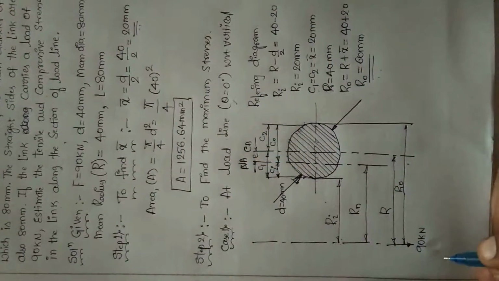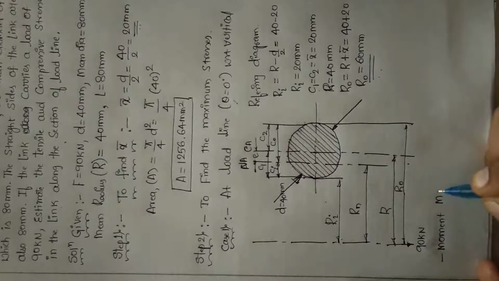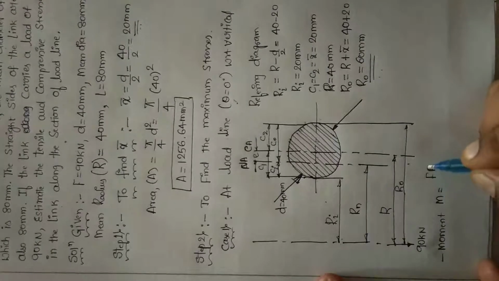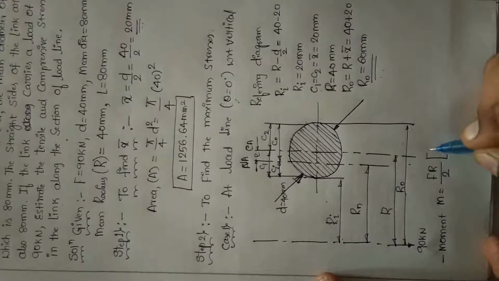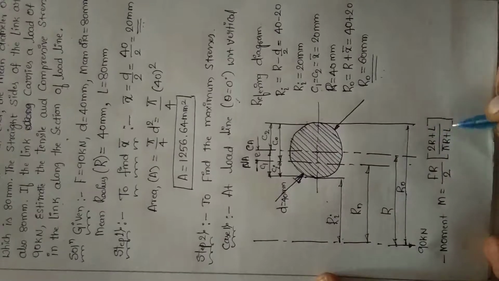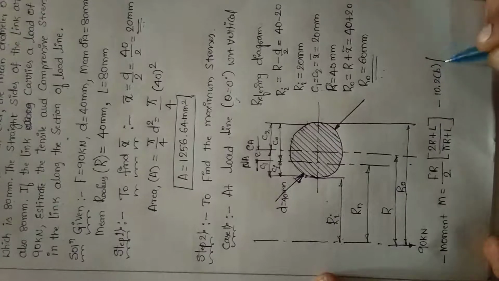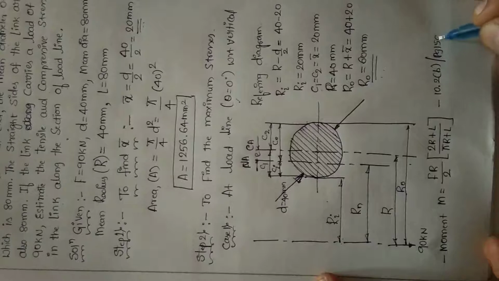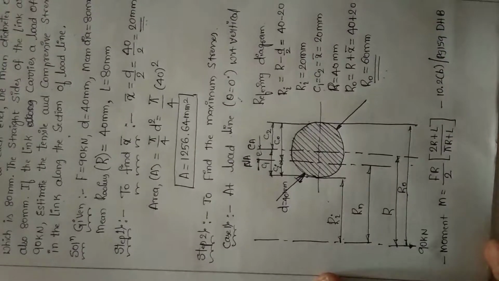So here, moment M is equal to F R by 2, into (R plus L) by pi R plus L. I already wrote this equation; it is 10.2 B, page 159 from the data handbook. So you can get this from the data handbook.